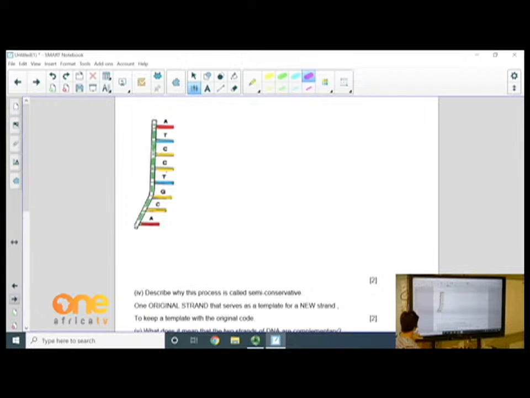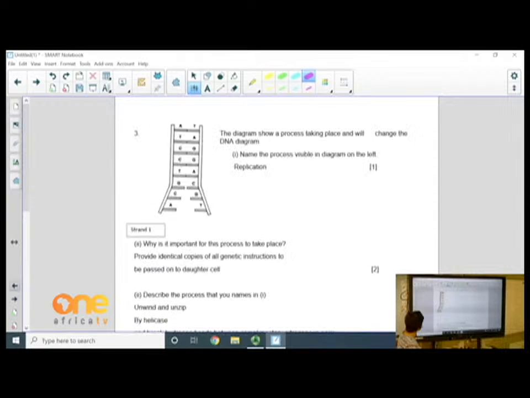Then, describe why. The first question there was: a diagram shows a process taking place that will change the DNA. The process visible is replication.